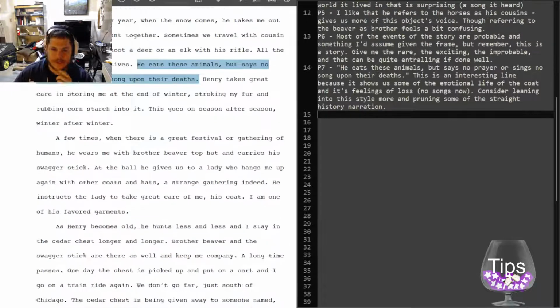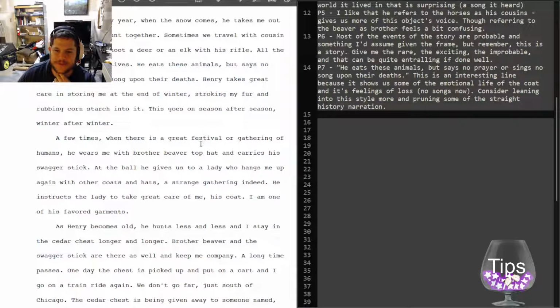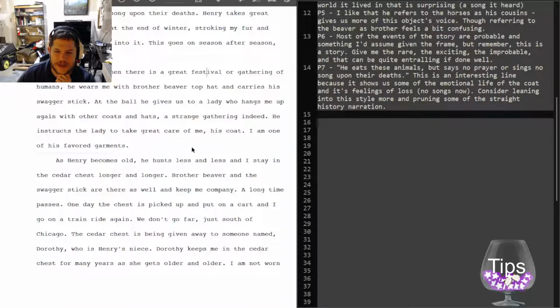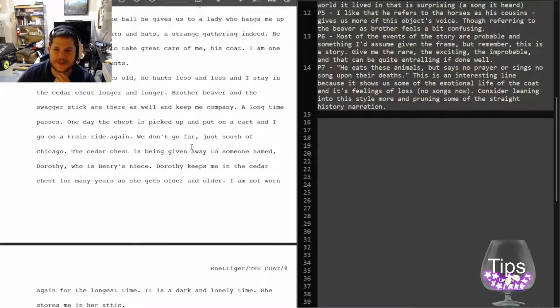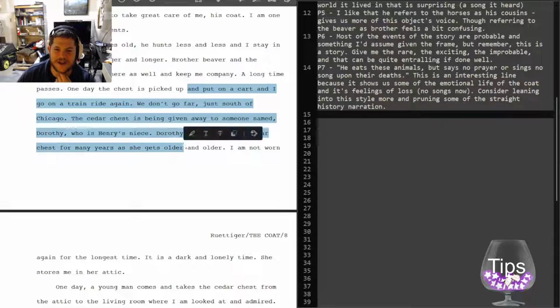A few times, at the great festival gathering, when there's a great festival, he wears me and my brother a top hat. The ball he gives us to a lady who hangs me up again with other coats and hats. Strange gathering indeed. He instructs the lady to take good care of me, his coat. As Henry becomes old, he hunts less and less. I stay in the cedar chest. Brother Beaver Swagger are there still and keep me company. A long time passes. We go on a train ride. We go south to Chicago.